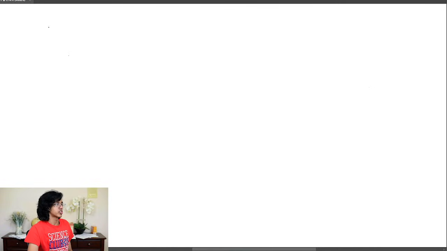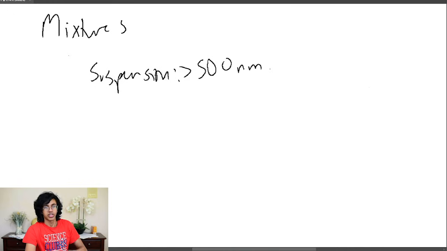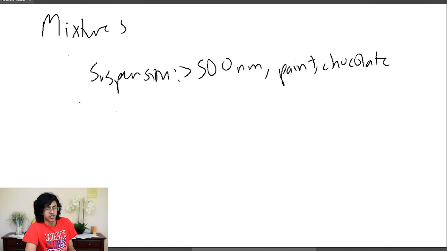Alright, let's move on to mixtures. There's basically three types, right? There's suspension, which is basically large particles greater than 500 nanometers suspended in a liquid. A mixture is basically a combination of two substances, but they're not chemically combined. So in a suspension, you got a bunch of really big particles that are not chemically combined with the thing they're put into. An example is paint, because you got all the really big chunks in it, and then chocolate, or salad dressing, anything like that.